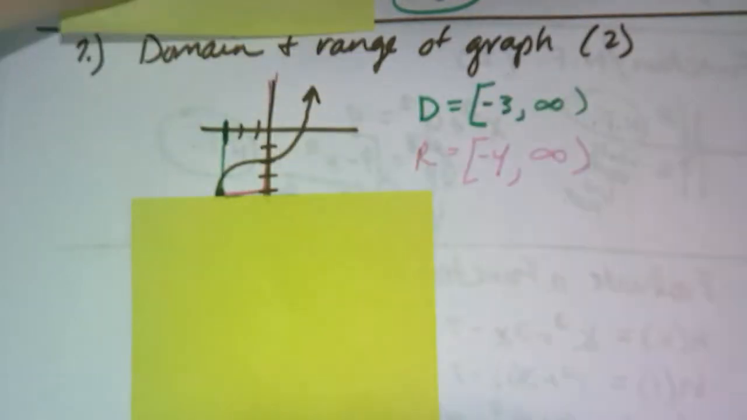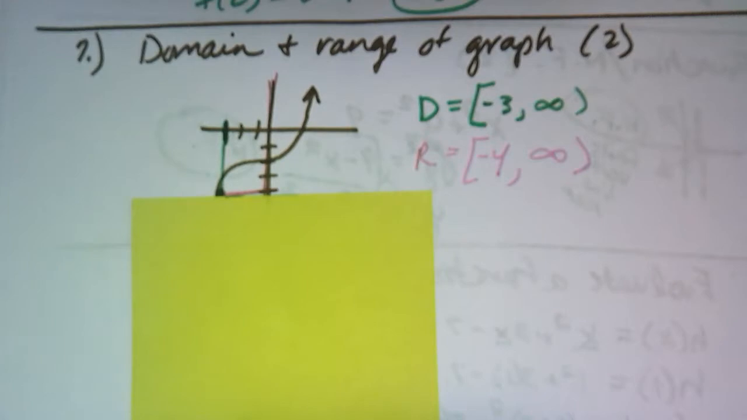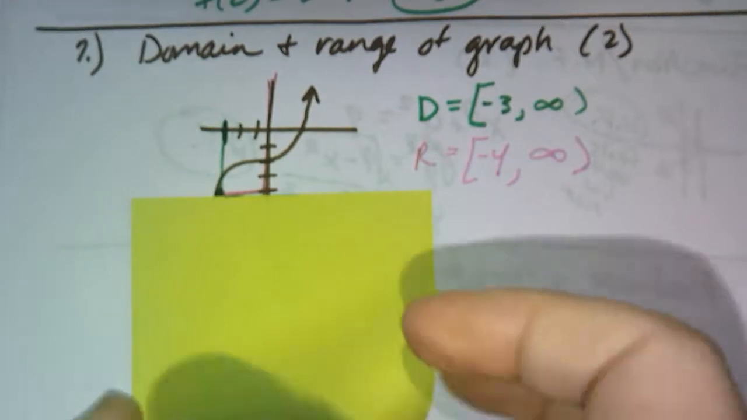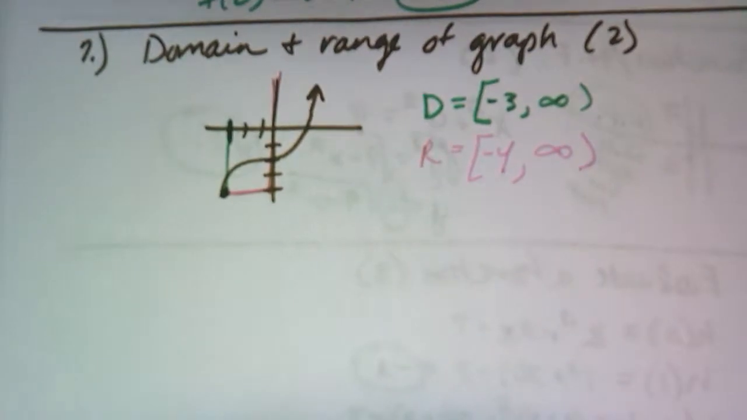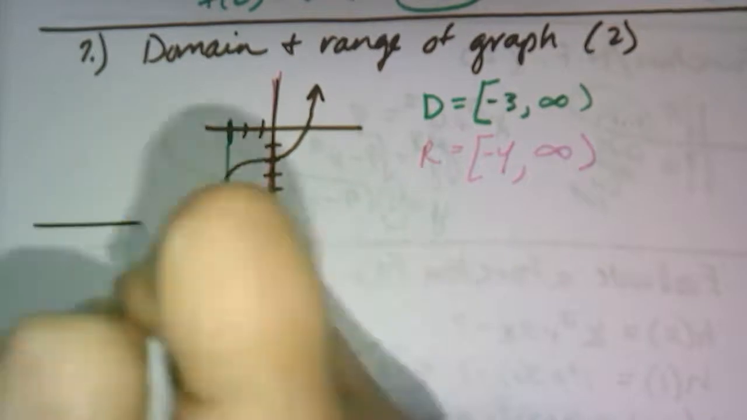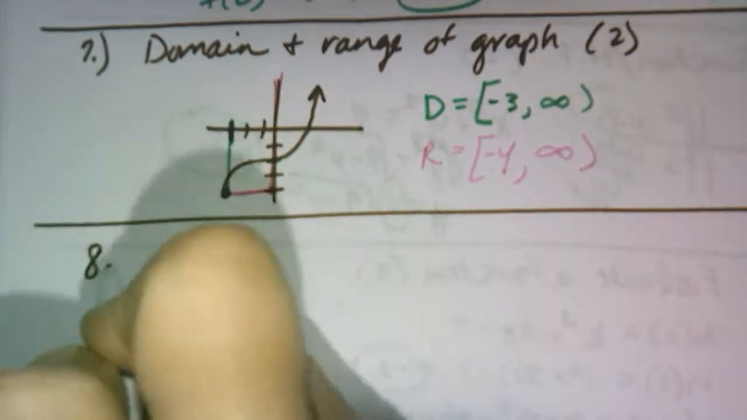And then it's going up to infinity. Okay? And that would be how you find domain and range. So think about it like a little window here, a little window up there. How wide are you getting? How tall are you getting? All right, we're getting down to the end. 8, 9, 10, and 11, and I'll be done.